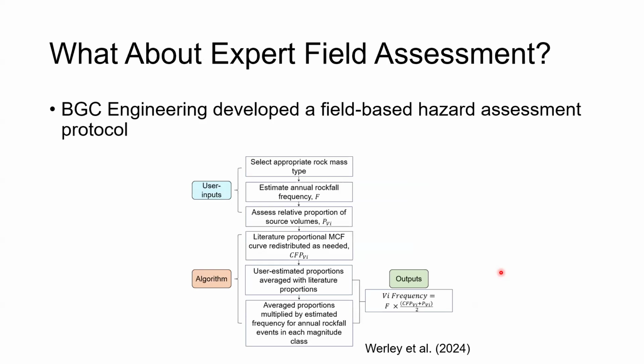Now, aside from just strictly looking at the block volume distribution, you can use some more nuanced field assessment techniques. BGC Engineering developed a field-based hazard assessment protocol designed to do this. That's pretty interesting. I'm not going to go over this in detail, but essentially it involves a user estimating the relative frequencies of large versus small rock falls, and then the absolute frequency of how often rock falls are happening overall. And then that's sort of merged or averaged with a literature-based estimate of the expected rockfall frequency distribution to give you an output.